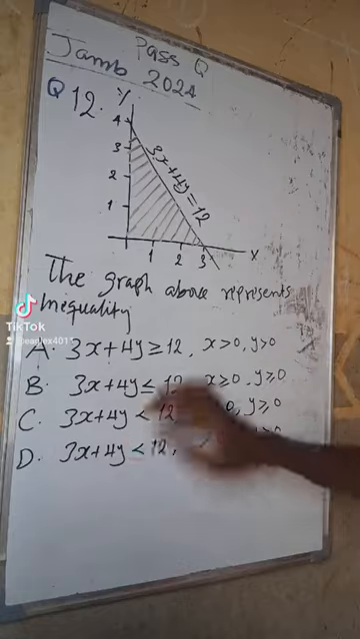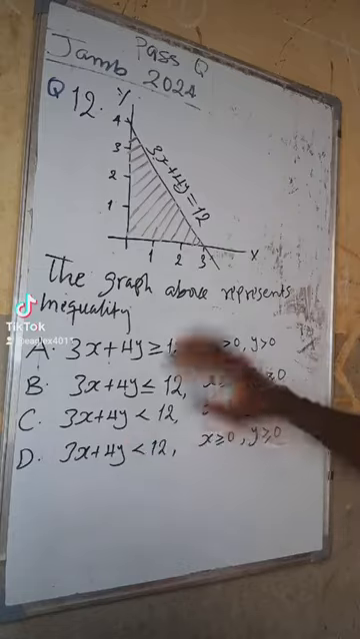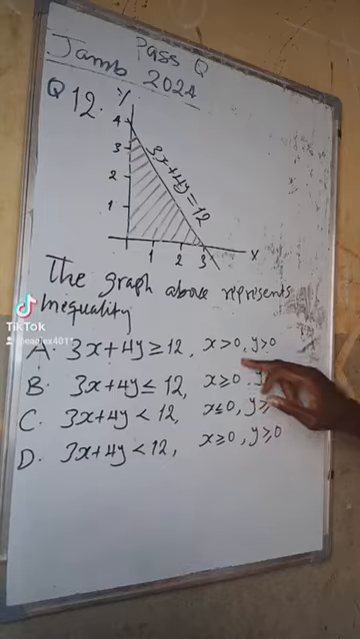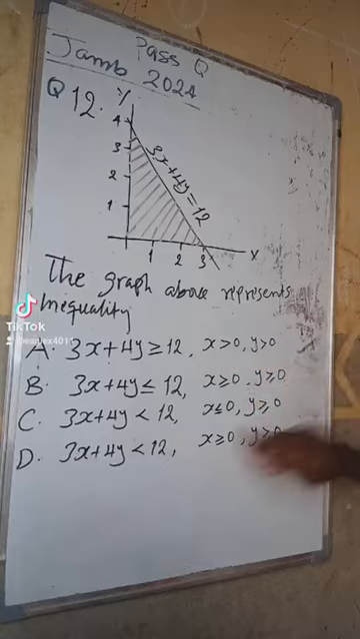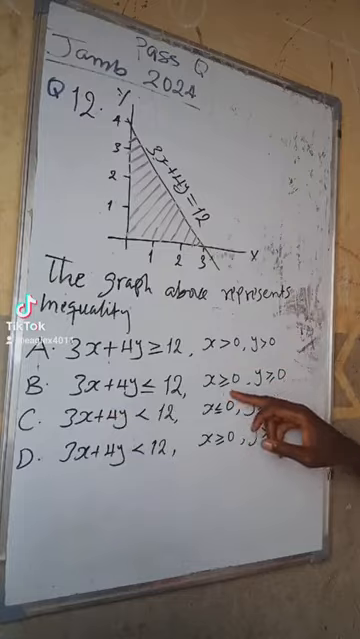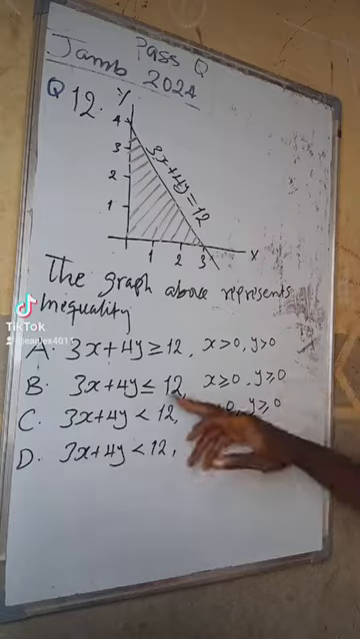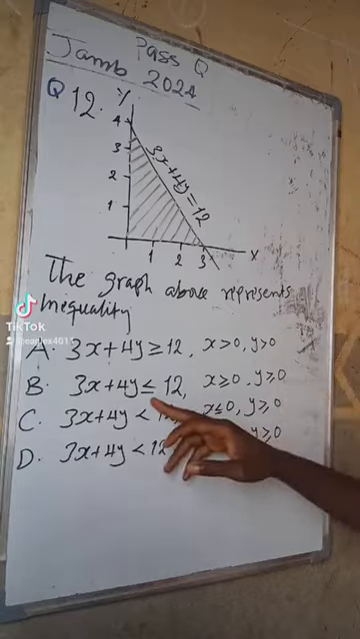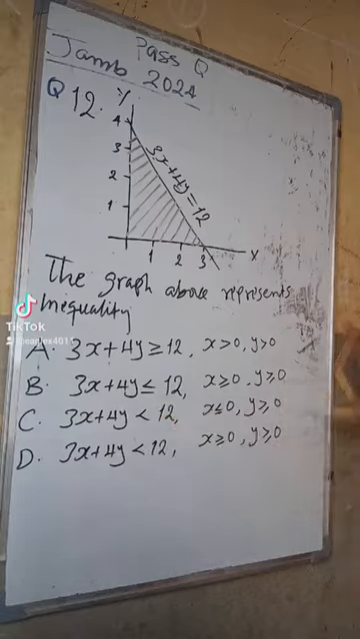Here are the options. Option A will be satisfied if x is bigger than 0 and y is equal to 0. And then B, we have if x is bigger than or equal to 0, and y is bigger than or equal to 0. But we can see from here, we have a less than or equal to, which will never satisfy this.